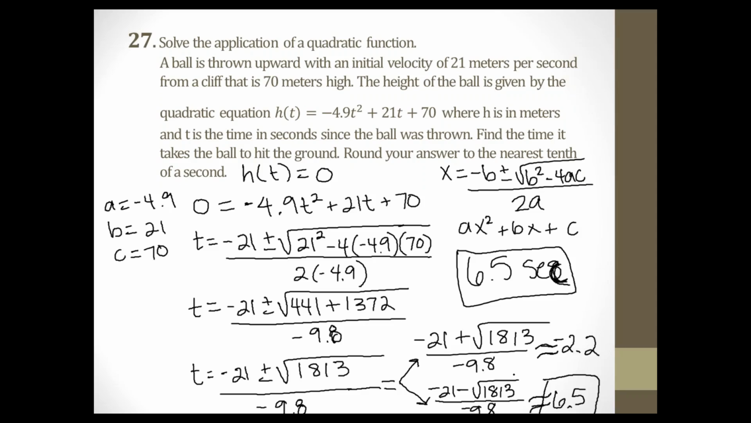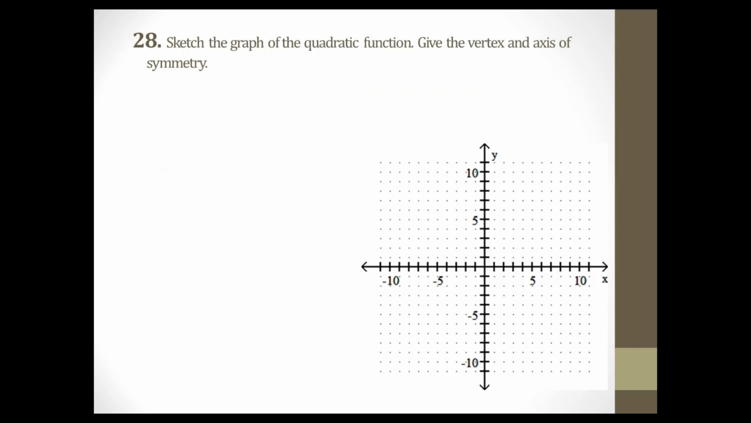All right, let's look at 28. Sketch the graph of the quadratic function. Give the vertex and axis of symmetry. So let me write the quadratic function. f of x equals x minus 1 squared minus 1. All right, so this is actually in vertex form.